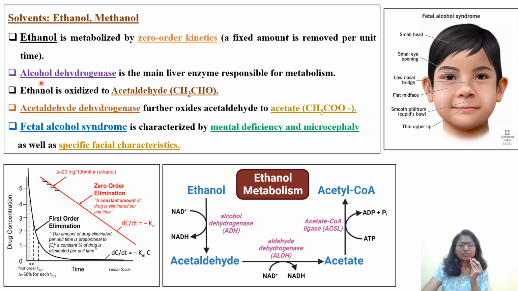Next important thing is alcohol dehydrogenase. This is the main liver enzyme responsible for the metabolism. Here you see ethanol. It is metabolized by the enzyme alcohol dehydrogenase to acetaldehyde, right? So ethanol is oxidized to acetaldehyde, CH3CHO. This acetaldehyde is further metabolized by the enzyme aldehyde dehydrogenase to acetate. So that is ethanol metabolism. Another solvent we are going to discuss is methanol metabolism. Alcohol metabolism you need to remember.